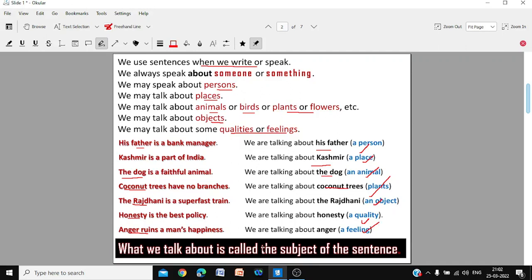What we talk about is called the subject of the sentence. Whatever we talk about is called the subject of the sentence. So in the first sentence, his father is the subject. Here, Kashmir is the subject. The dog is the subject. Coconut trees. Here, the Rajdhani is the subject. Here, honesty is the subject. And here, anger is the subject. So what we talk about is called the subject of the sentence.